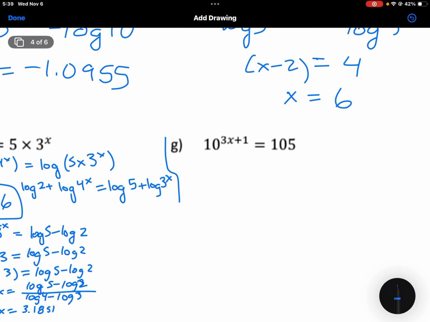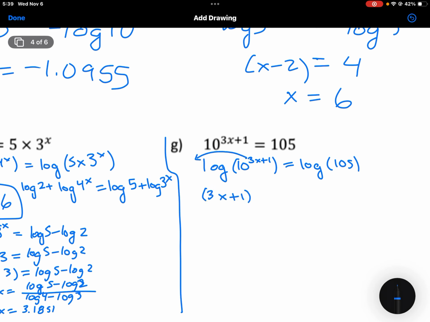So one more example on this slide. We're going to take the log of both sides, same as before. And then I'm going to bring my exponent down in front, so 3x plus 1 times log 10. Log 10 is actually equal to 1. So that's a way that we can shorten it if we need to. We don't actually have to do this step. Dividing by 1 just leaves us with our original equation.